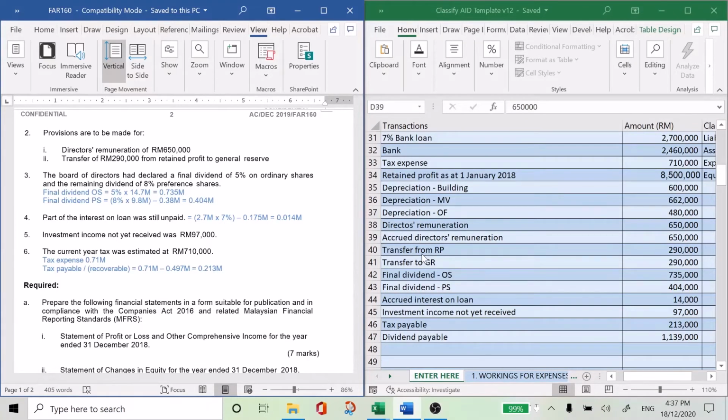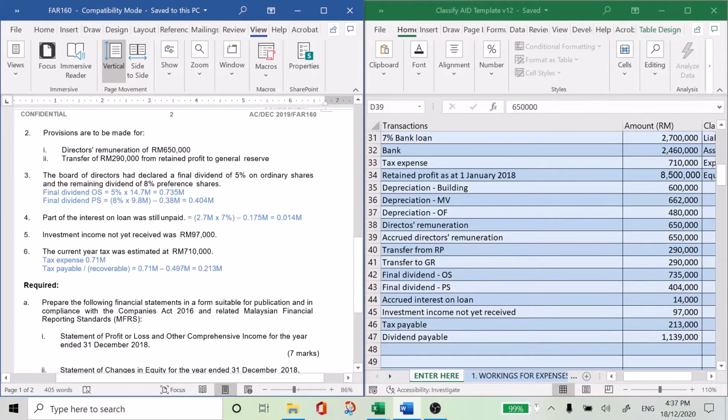Okay, so I put it here as transfer from retained profits, meaning that I'm going to show this in the general reserve account. 290,000 transfer to general reserve, so this will appear under retained profits. To show that, you take out the profits, and then you transfer to the general reserve the same amount, 290,000.